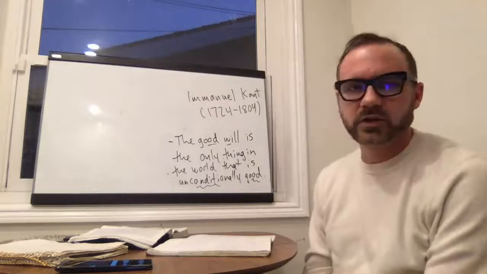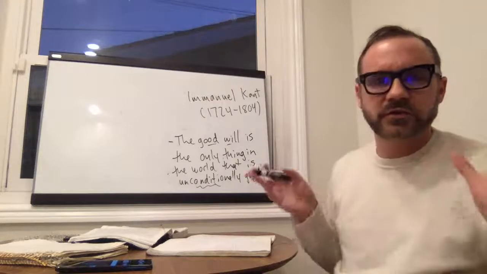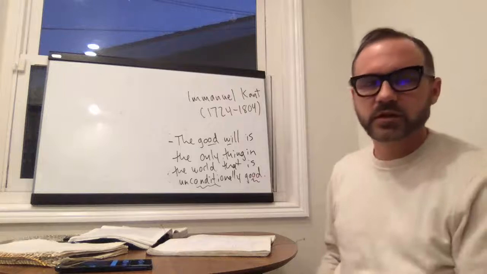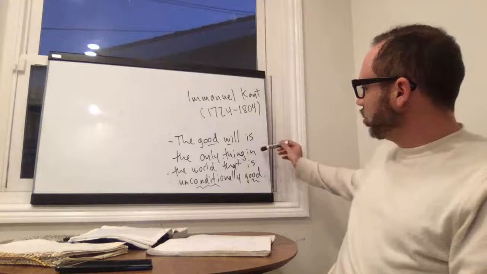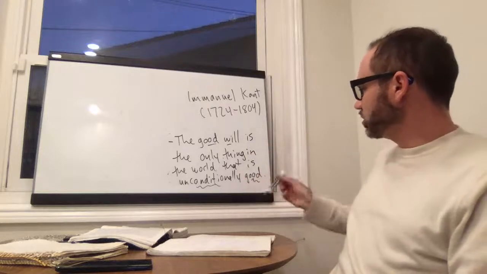So it's a classic of Kant's philosophy, and it's his sort of masterpiece on ethics, where he breaks down what he thinks is the right definition or concept of right and wrong. So anyway, here, the good will is the only thing in the world that is unconditionally good.